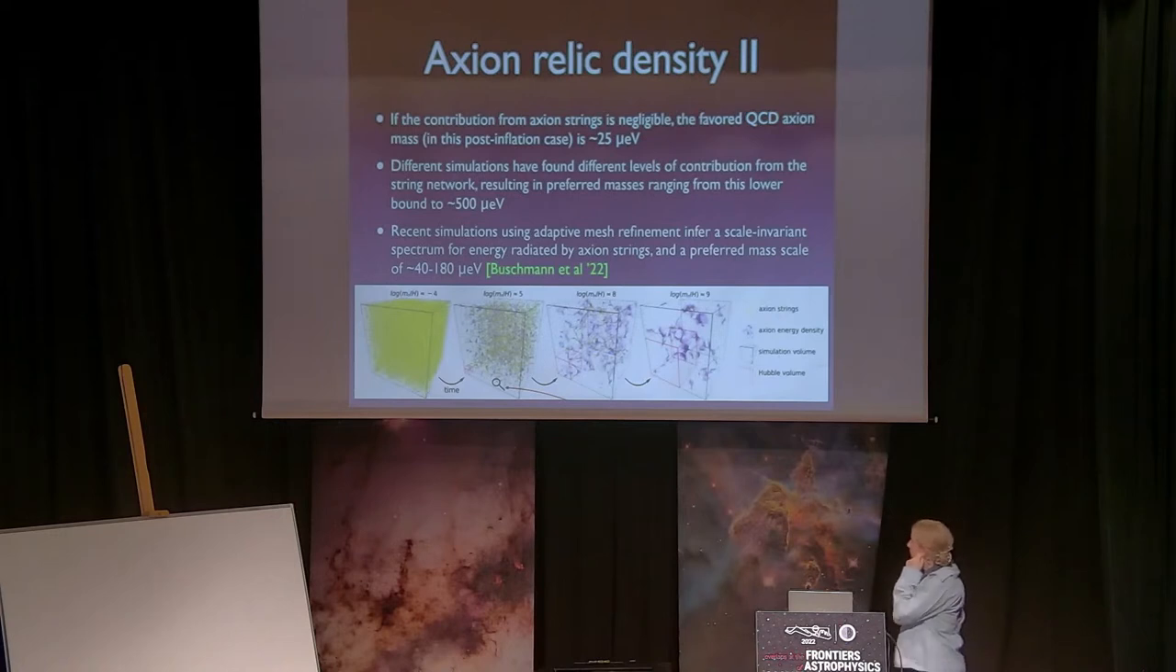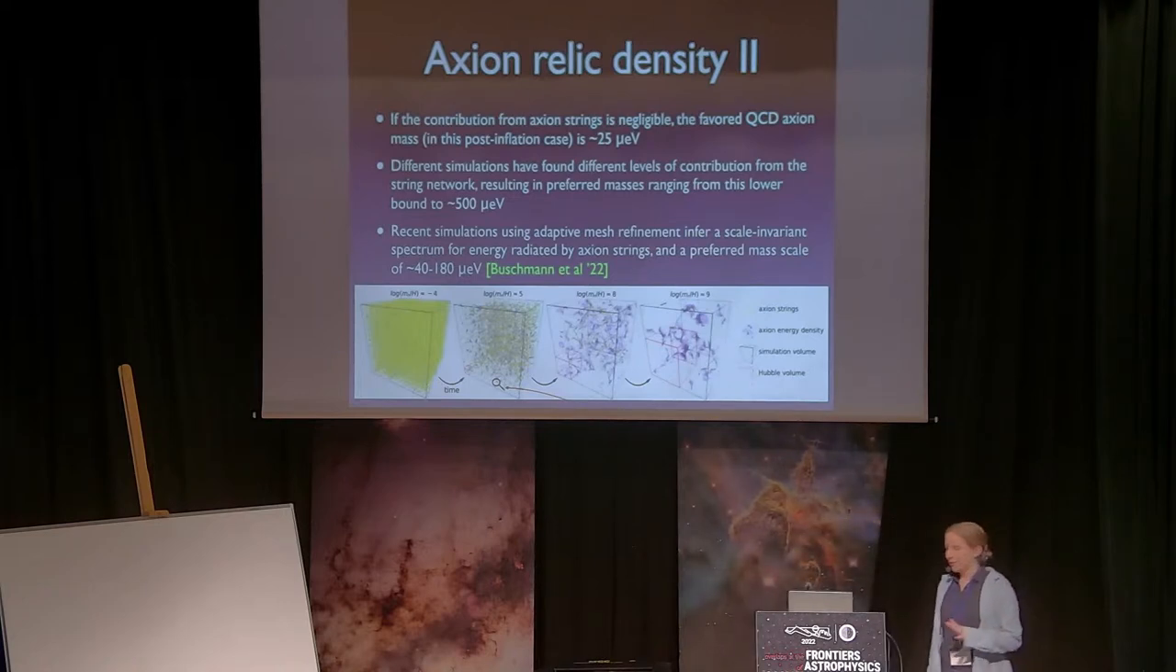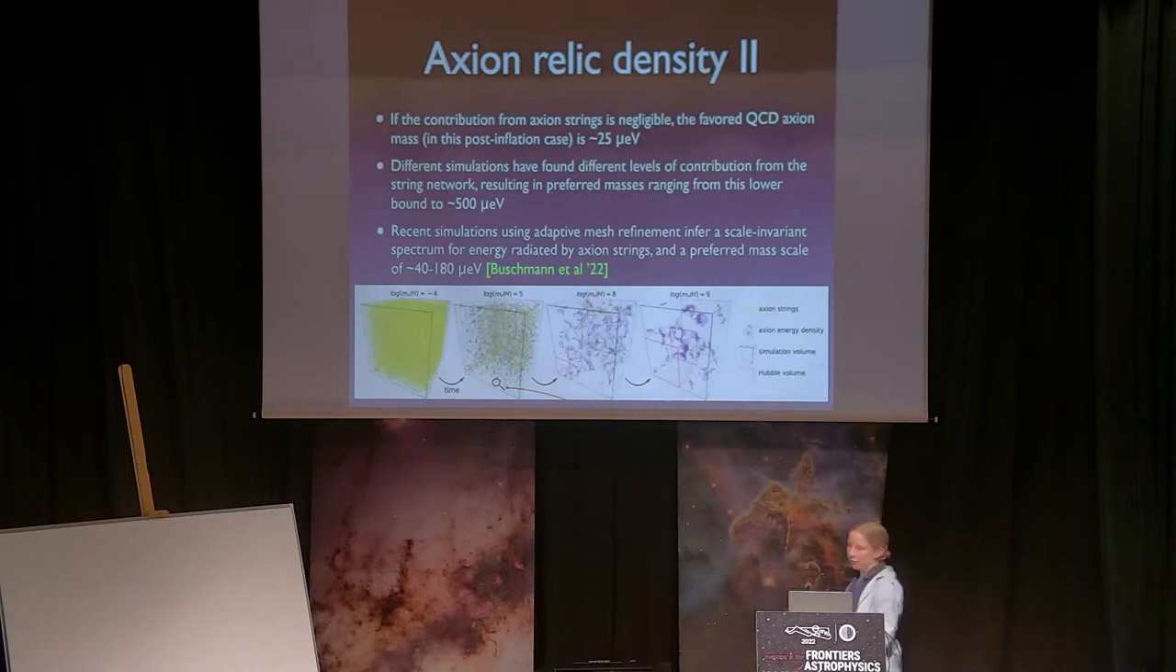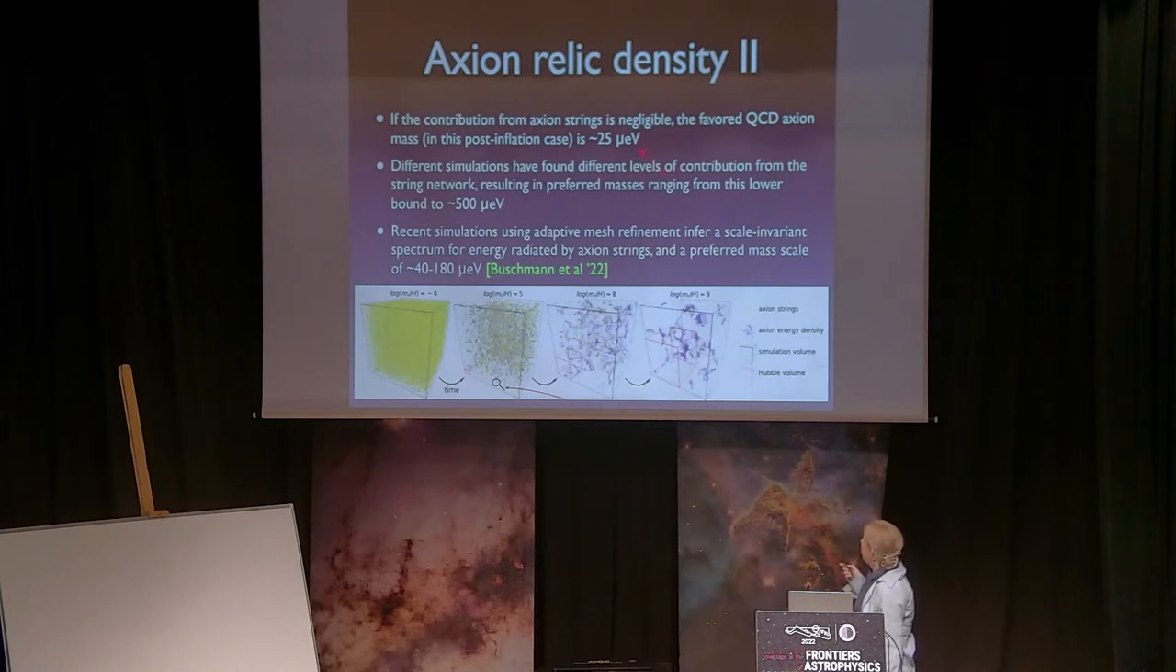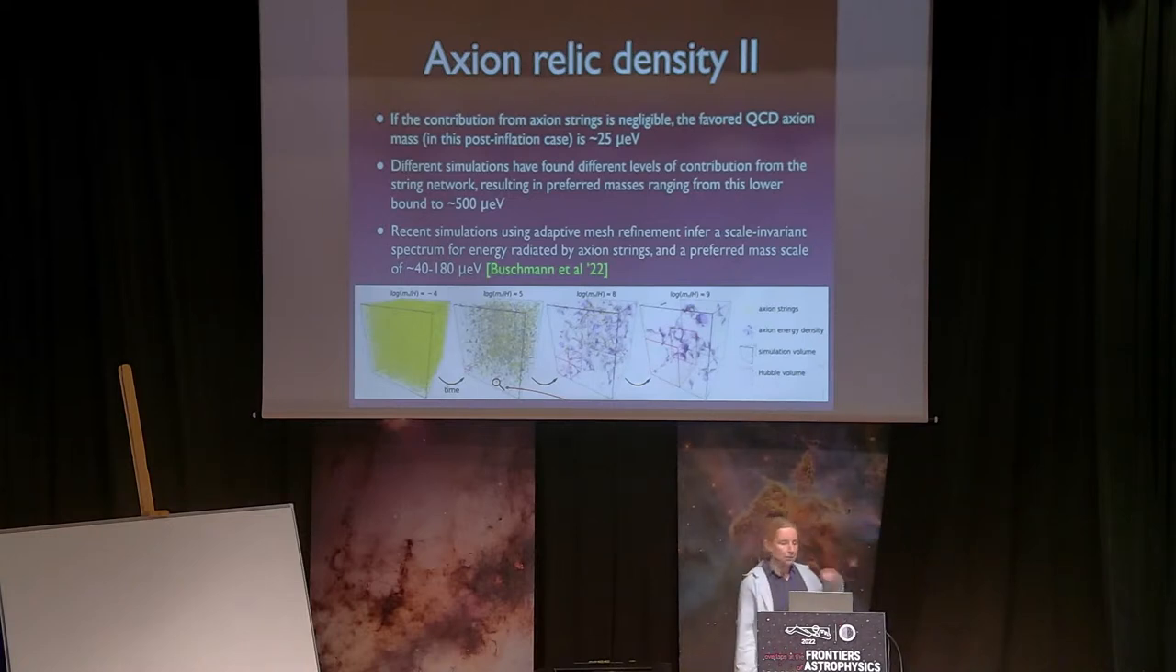There have been some recent papers that try to do a better job of this calculation. I'm not an expert on these calculations, so let me just give you some limits. If the contribution from this network is totally negligible, and you just say, okay, I don't care, contribution from axion strings is negligible, in this case our effective theta squared is an ensemble average over a large number of domains, so we know what its value is. Then in that case, the favored QCD axion mass would be about 25 micro-eV. Okay? So there we would have a sharp target.